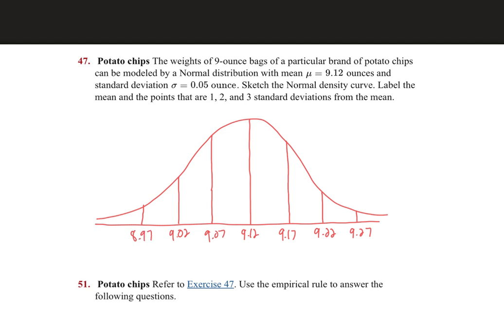Okay, and then the way we label it, this is a normal distribution, so we put N, and then just put the mean, comma, the standard deviation. And that's how you label each normal curve.